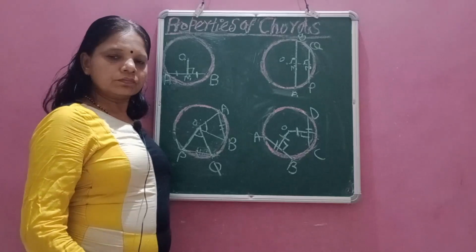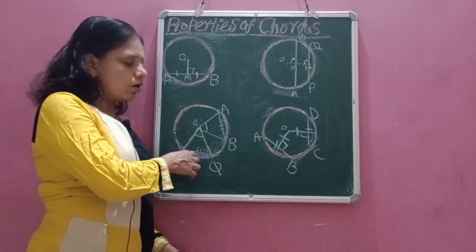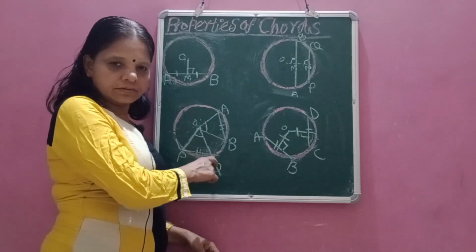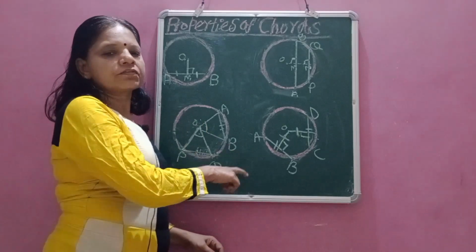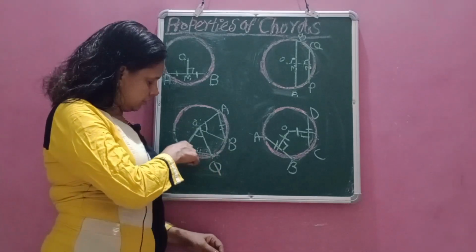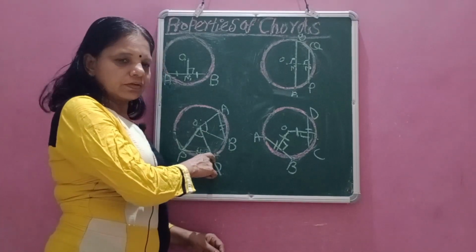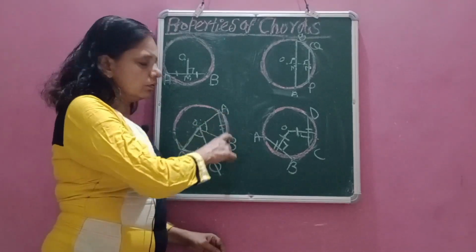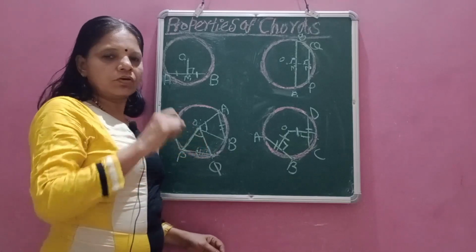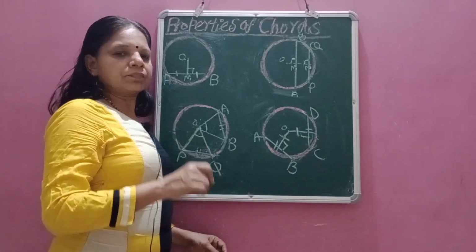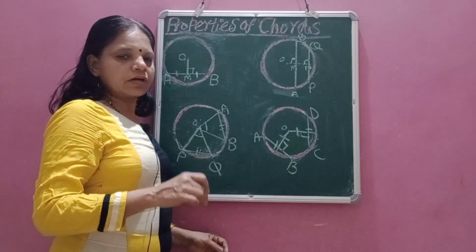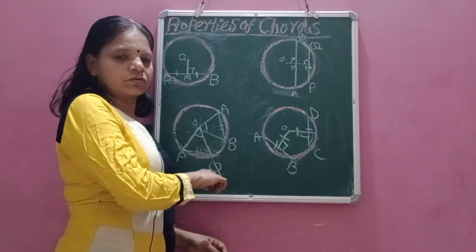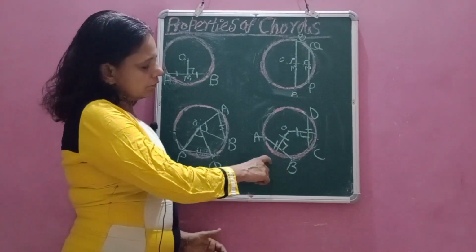The reverse is also true. If two chords subtend congruent angles at the center, then these two chords are congruent. That is, if angle POQ is congruent to angle AOB, then PQ is congruent to AB. Clear? If the chords are congruent, the angles subtended at the center by the chords are also congruent. That is the second property, and the reverse is also true.